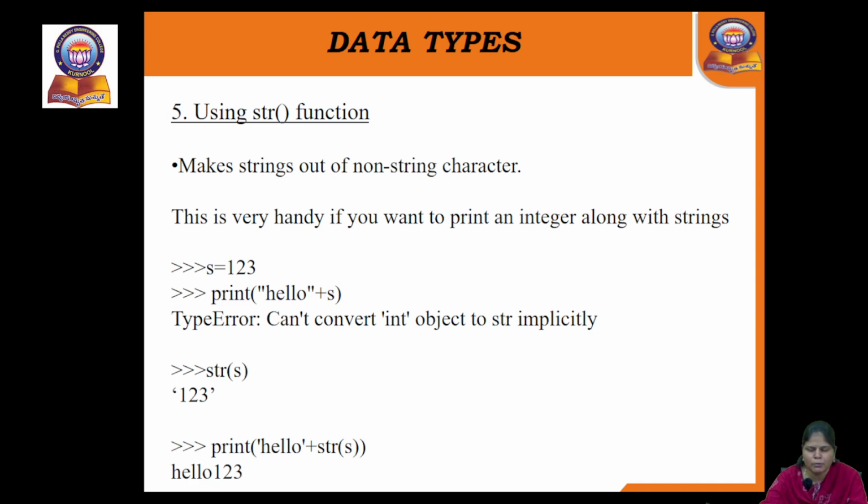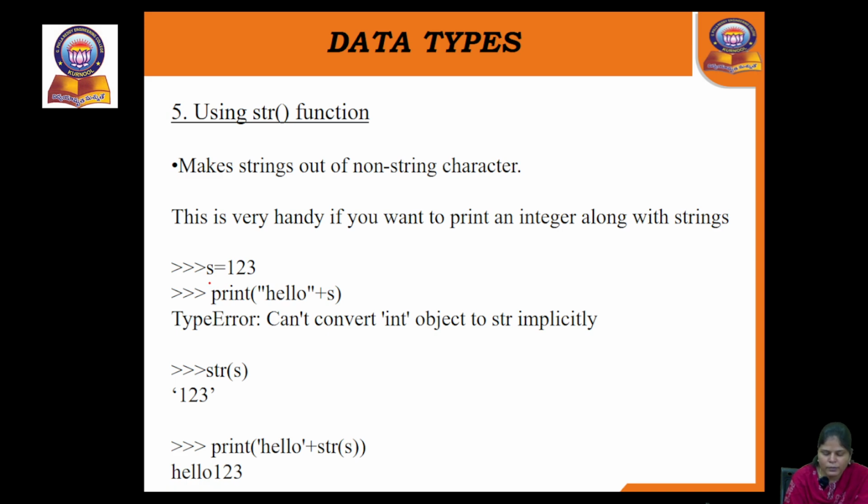Like there may be some integer strings, that means an integer which is within the quotations, that we call as an integer string. A floating string means a floating value within the quotation, we call it a floating string. So these types of strings, if you want to convert them into strings, then you can use this particular function called str.